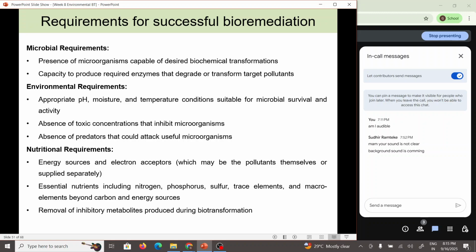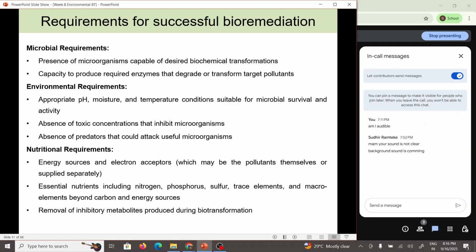The next one is, we saw what bioremediation is, what its advantages and disadvantages are, and finally what the requirements are for a successful bioremediation process. First and foremost, the requirement is microbes. When we talk about bioremediation, it involves all life forms, but predominantly we go for microorganisms for remediating, and hence the first requirement is microbial.